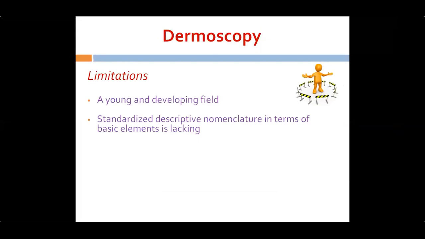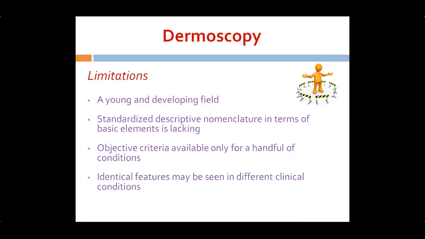So standardization is lacking in terms of the basic description of dermatological findings. And objective criteria, especially in general dermatology, are available only for a handful of conditions. As in histopathology, identical features may be seen in different clinical conditions. Hence, it is imperative to interpret the dermoscopic findings in the context of the clinical picture. As of now, it is not a replacement for histopathology. Histopathology is still the gold standard for diagnosing skin lesions.